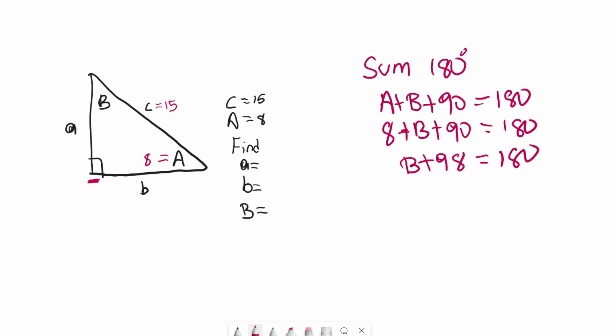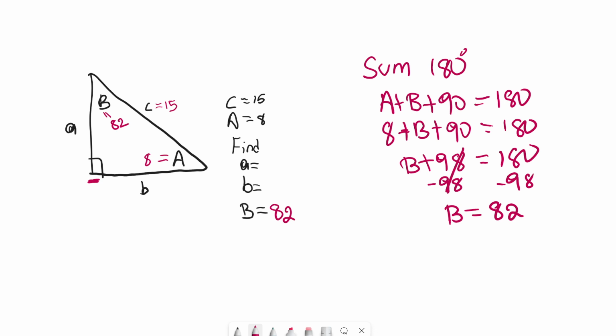180. So now if I wanted to find, well, what is B? Well, I will subtract 98 from both sides. That goes away here. So we have B is equal to 82. So I can actually plug that in on my triangle. So this is going to be 82. Now I'm going to also write it here. It's going to be 82.